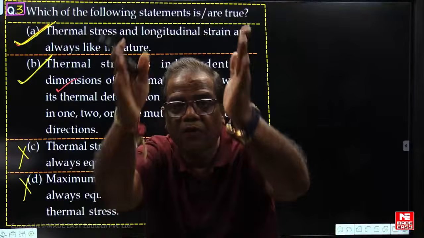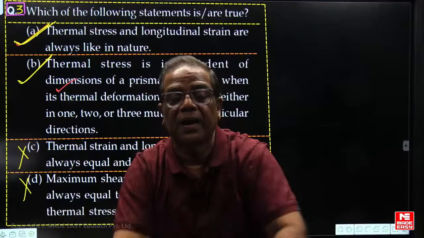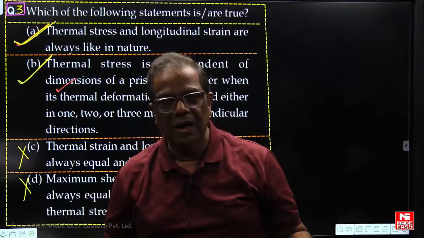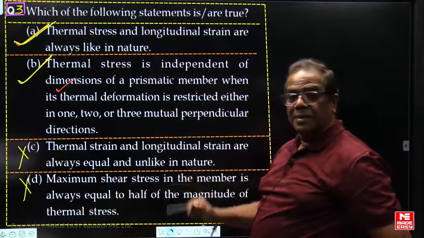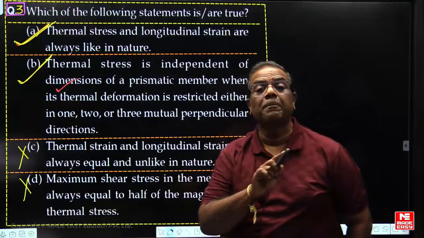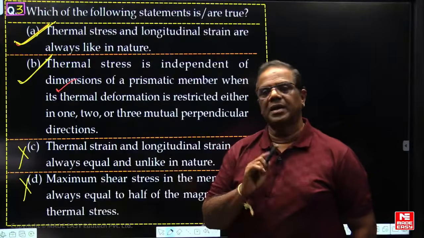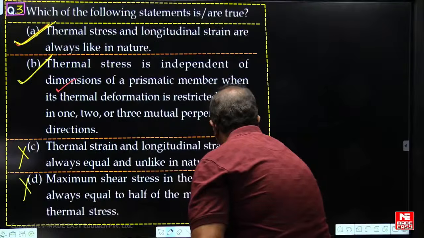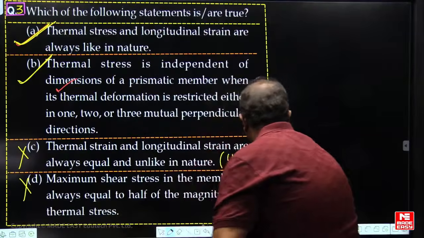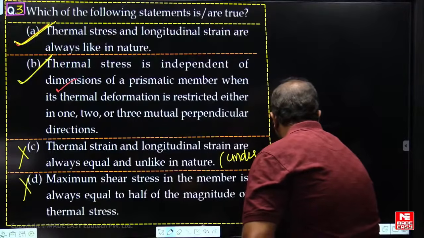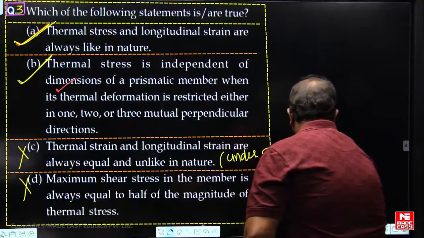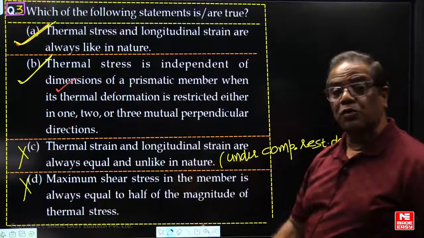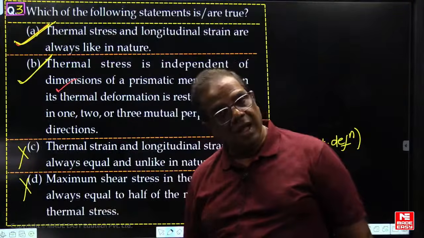Under completely restricted deformation, the thermal strain and longitudinal strains are equal and unlike. In partially restricted deformation, this statement is not correct. So in place of "always", if it is mentioned completely restricted, then this statement is correct now. This statement is correct under completely restricted deformation, but it is mentioned about always.